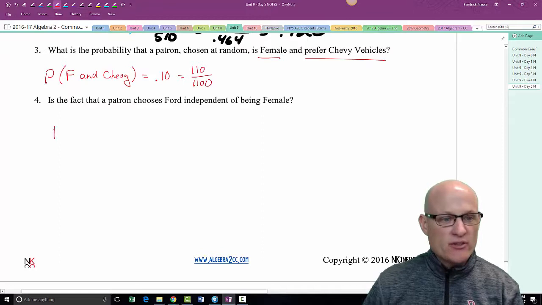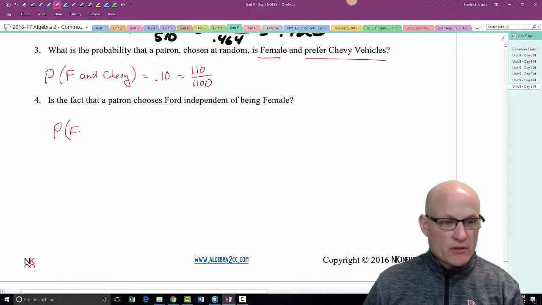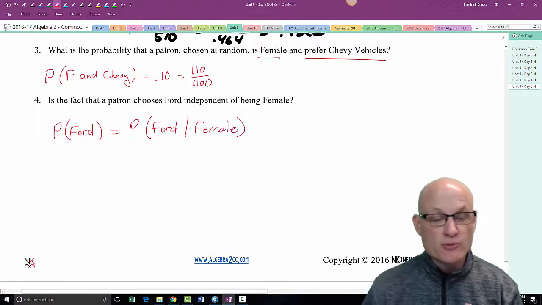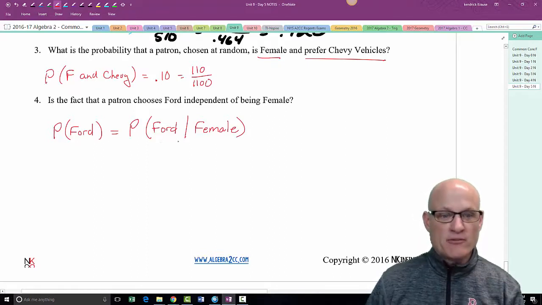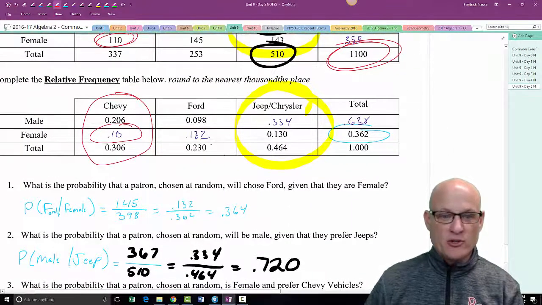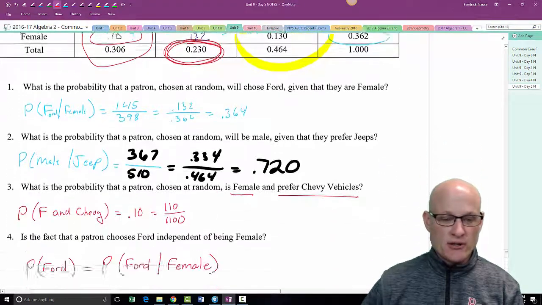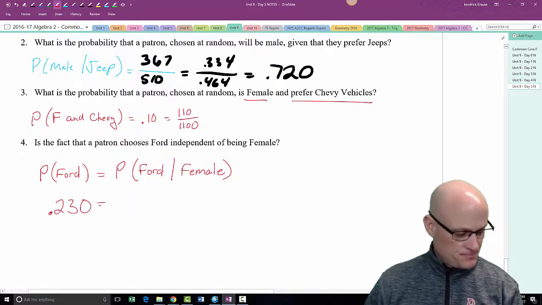All right. Is the fact that a patron chooses Ford independent of being female? In other words, is the probability of Ford equal to the probability of Ford given that they are female? Because that is going to prove independence. Let's see, the probability of Ford, and the relative frequency table is easier to use. The probability of Ford is right here, 0.230.